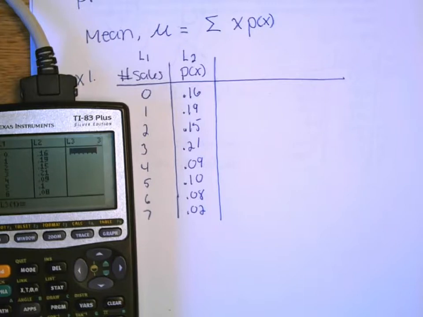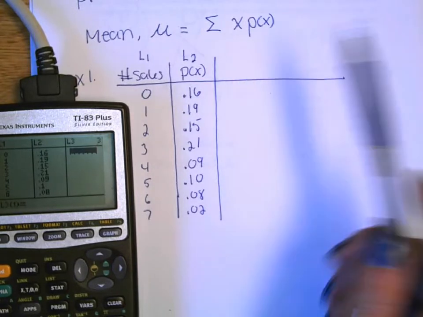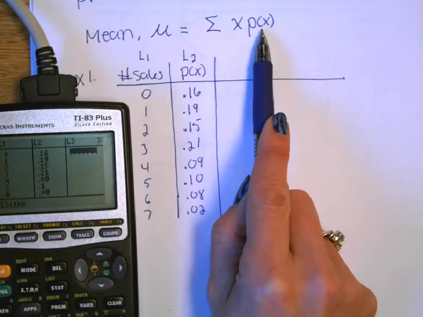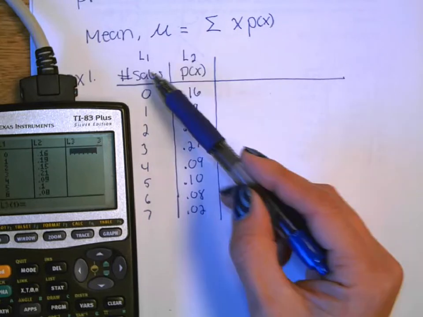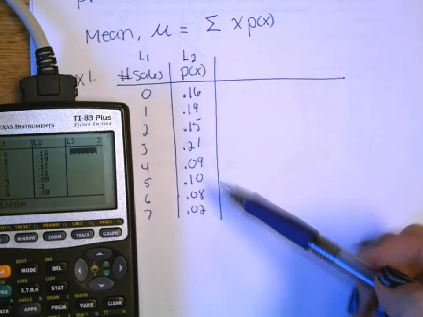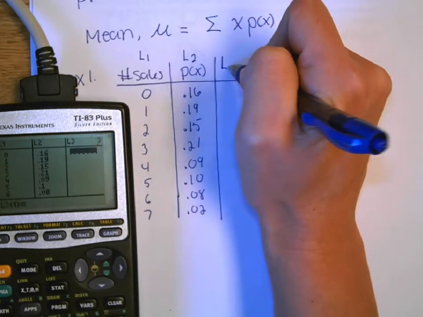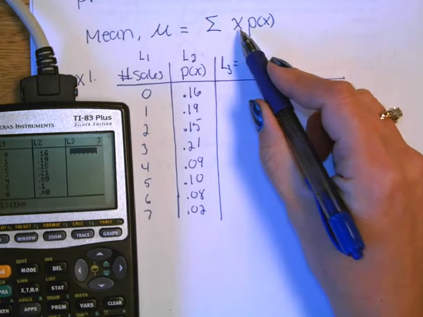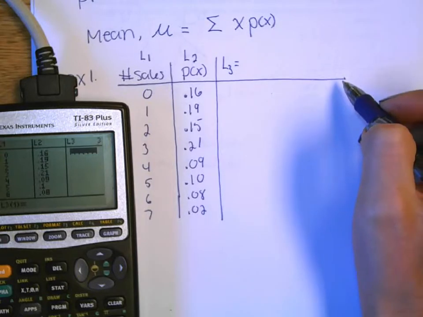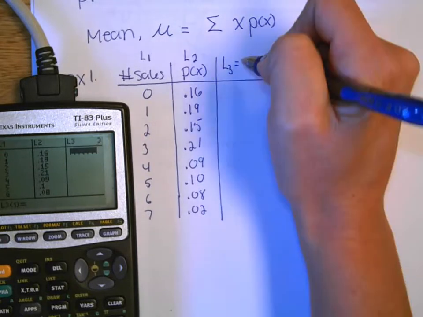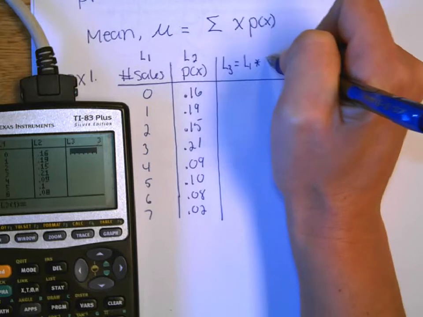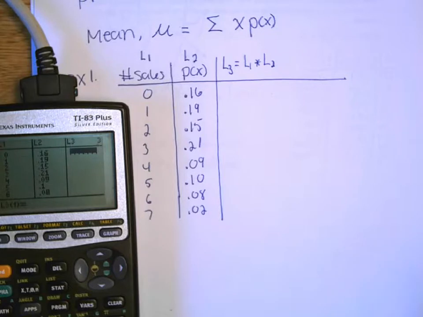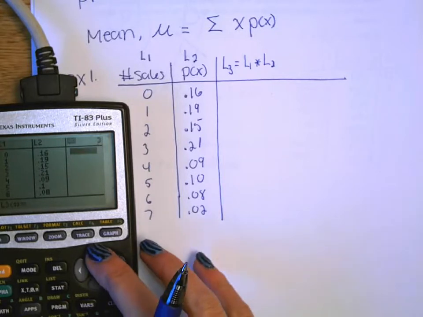Okay, so we're ready to make the calculator follow this formula. So what we've got is take each x value and multiply by the probability. So my x values are in list 1, my probabilities are in list 2, so you're going to want to go to L3 and tell it to do what? If I wanted to multiply x by p of x. List 1 times list 2. Now, I am not going to make you write down all of these, because that's just painful. I'll show you the shortcut we're going to have for these.